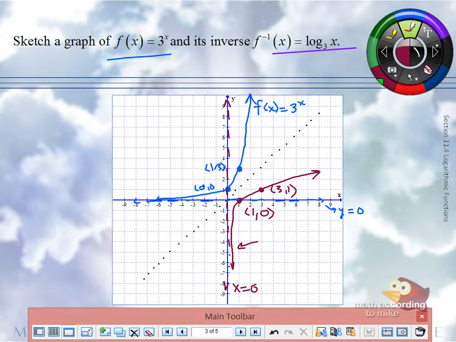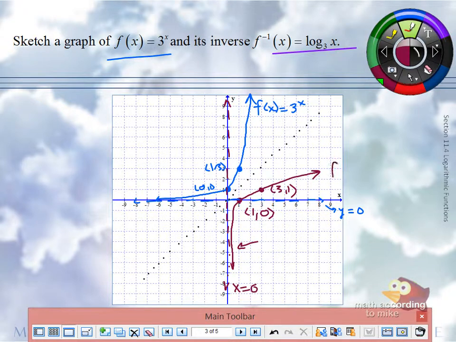If you need to, turn your paper so that the line y equals x is vertical, so you can see a nice left to right mirror image. If you don't have the spatial reasoning, that's okay. That means you need to play more video games.